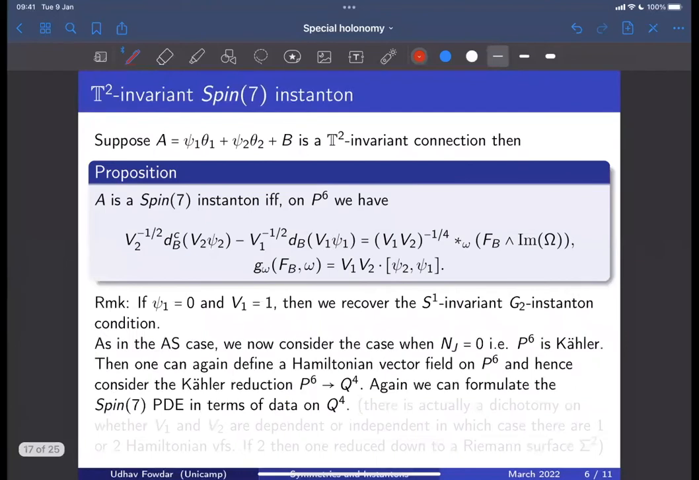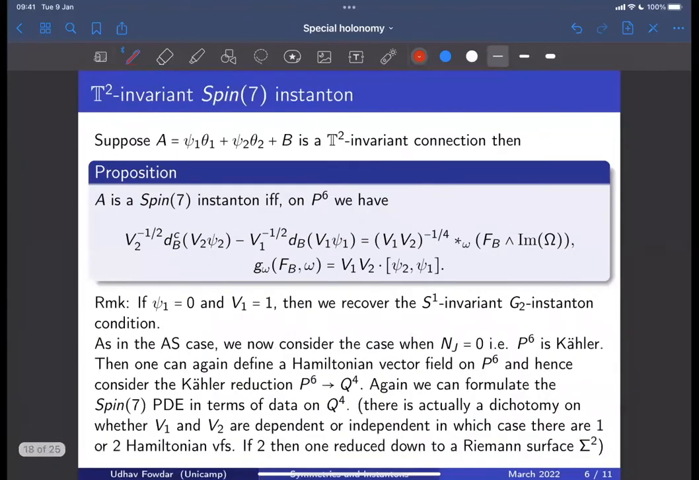So as in the Apostol-Salamon case, we will now consider the case when this almost complex structure in fact vanishes. So our 6 manifold is indeed a Kähler manifold. Then one can again define a Hamiltonian vector field on this 6 manifold, and again we can consider the Kähler reduction of the space. In other words, we can reformulate the Spin(7) PDEs in terms of this data on this 4 manifold.